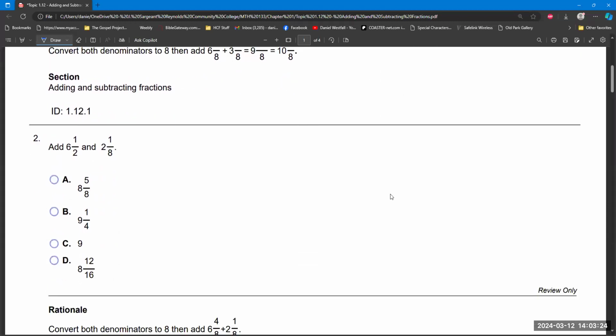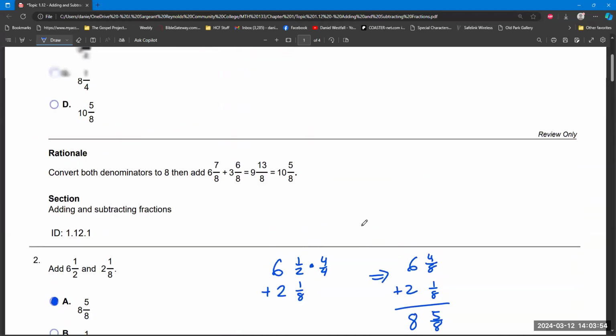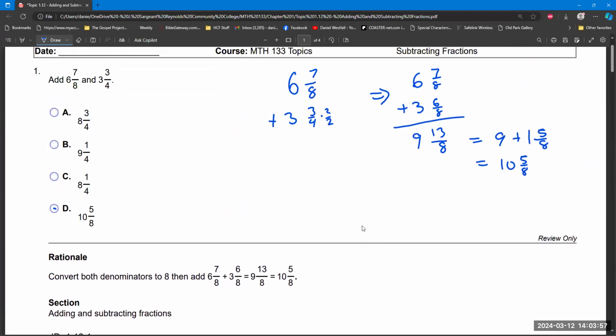Let's try this now with 6 1/2 plus 2 1/8. Our common denominator is going to be 8 again. We're going to multiply the top part by 4 over 4 to make this 6 4/8 plus 2 1/8. 4/8 plus 1/8 is 5/8. That is a proper fraction. We'll be able to leave that alone, and 6 plus 2 is 8. So this is 8 5/8. Not sure I circled my answer up here. 10 5/8. There we go.